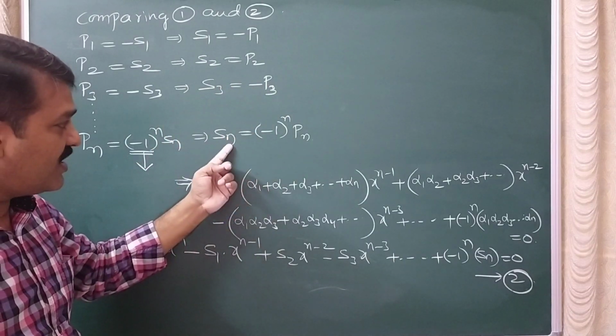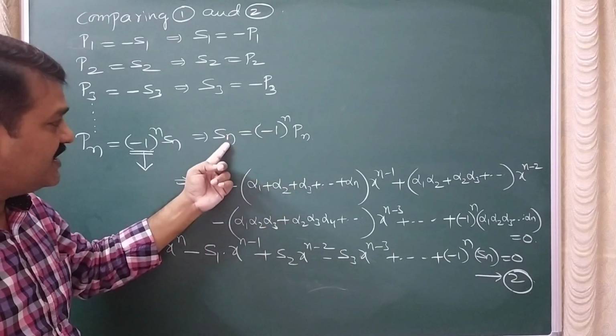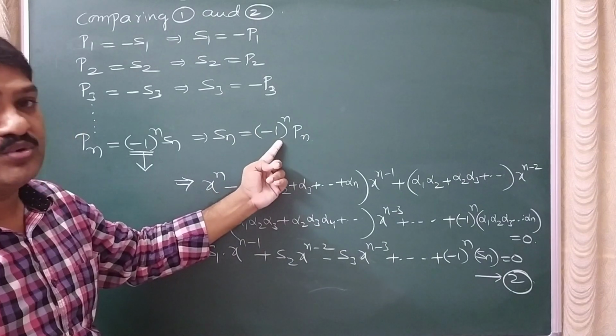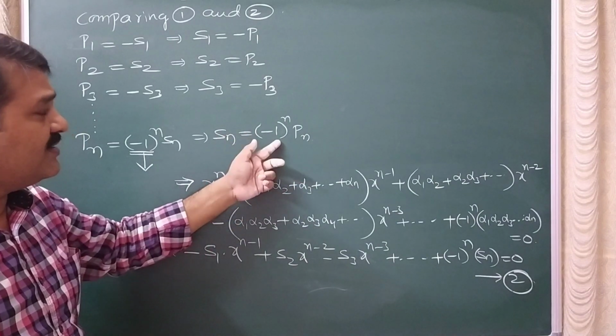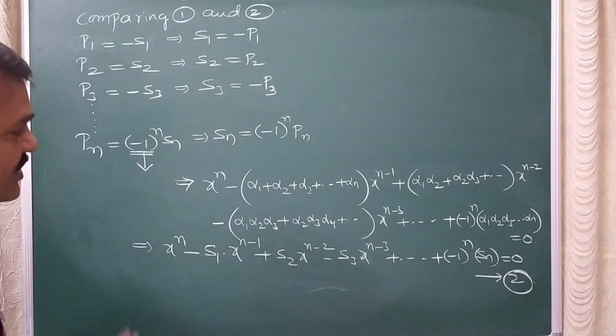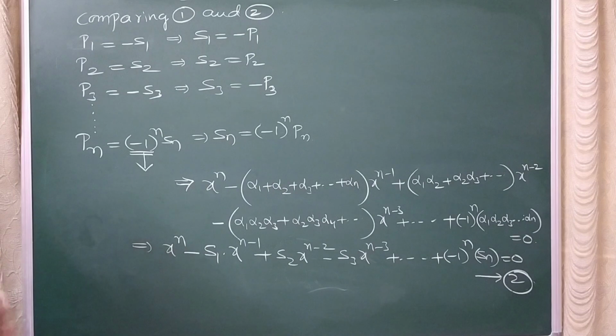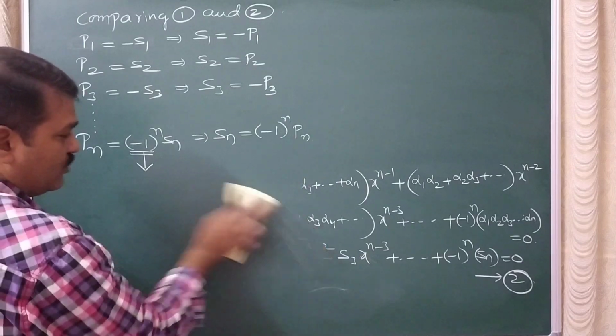Therefore, in this relation, when n is odd, you will get minus 1 here. When n is even, you will get plus only. So depending on n being odd or even, you will get plus or minus Pn. So this is the basic relation. Now, what are these S1, S2, S3, all those things we have assumed? I will write that now.